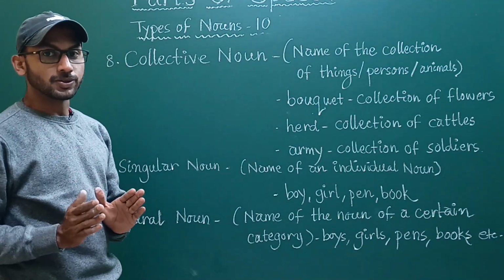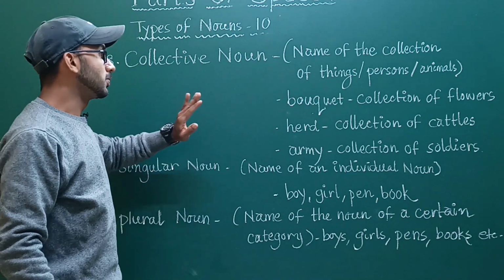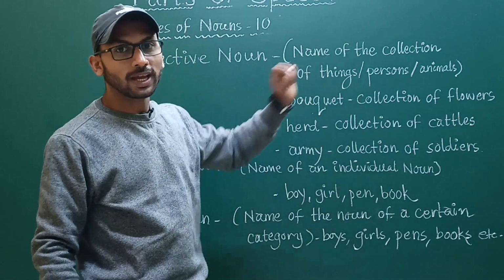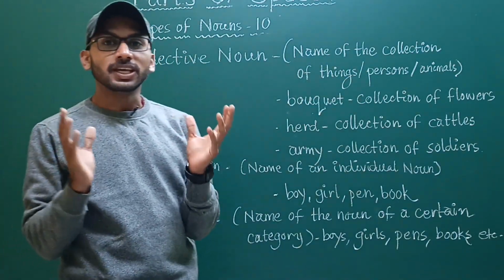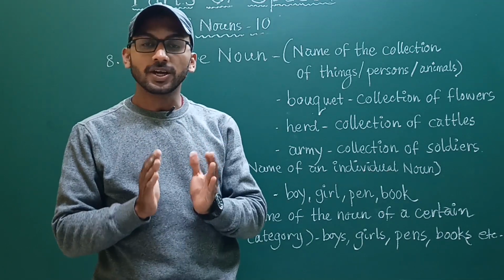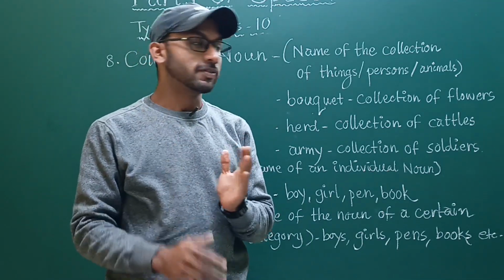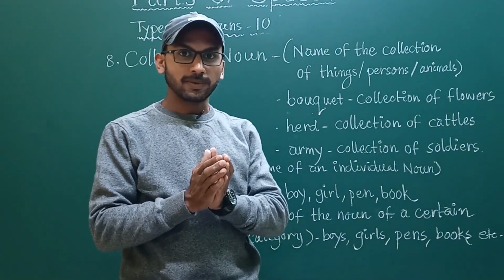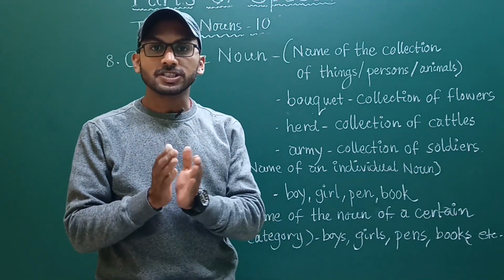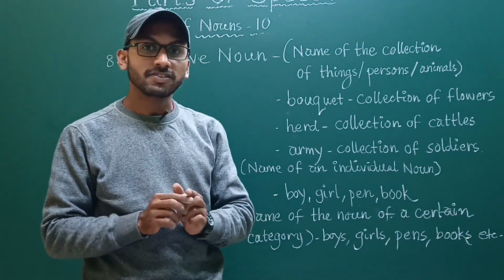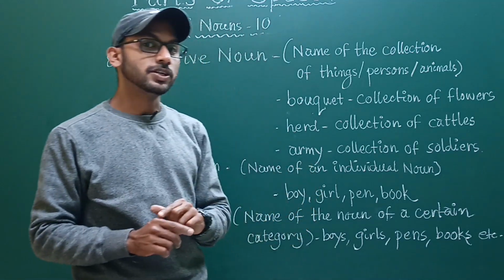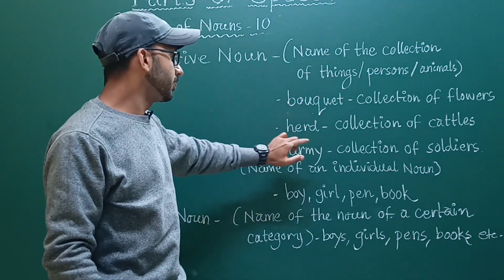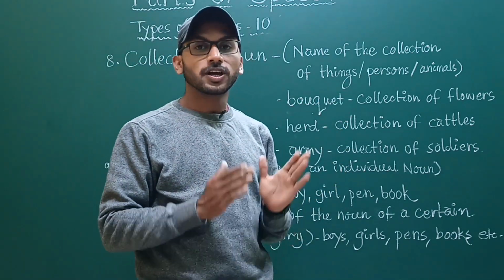Now, let us come to collective noun. What is a collective noun? Collective noun is the name of the collection of things, persons, or animals. We collect something and we give a name to it. For example, if we collect some flowers and put them together in a place, we have a certain name for that. Our collective noun helps us to find the name of it, which is called a bouquet. So a collection of flowers is called a bouquet.